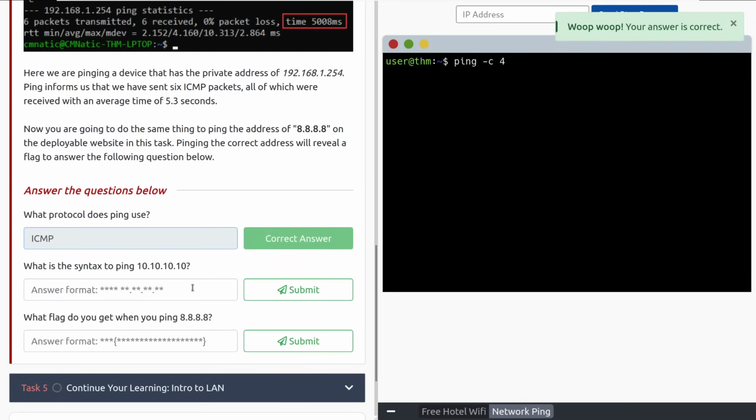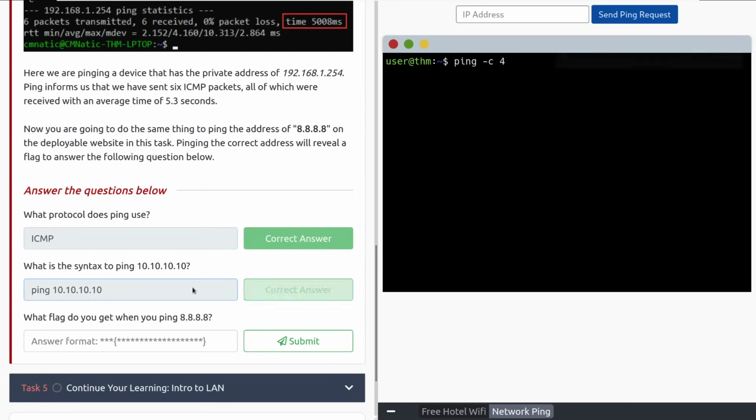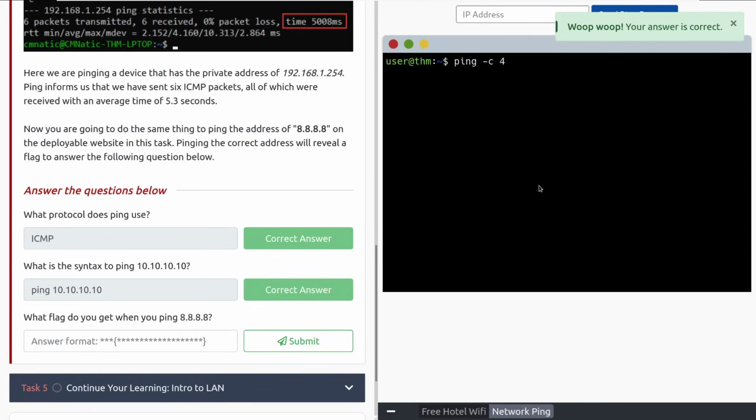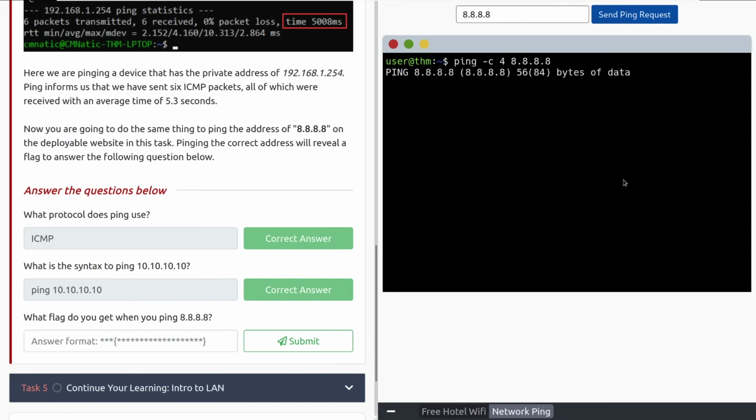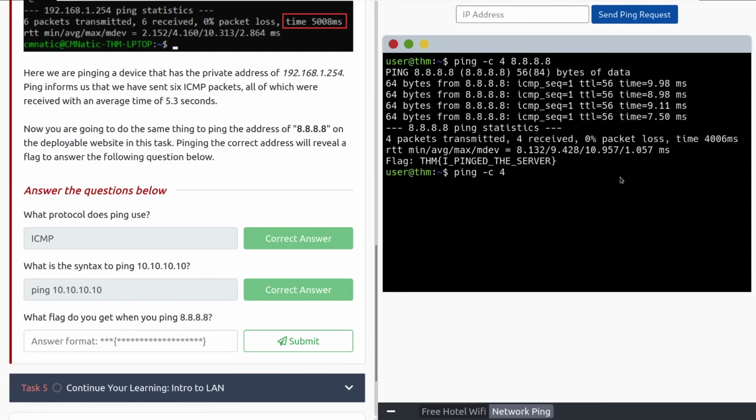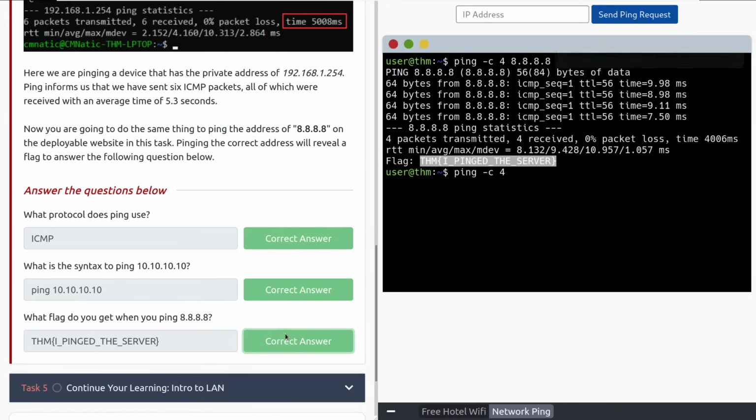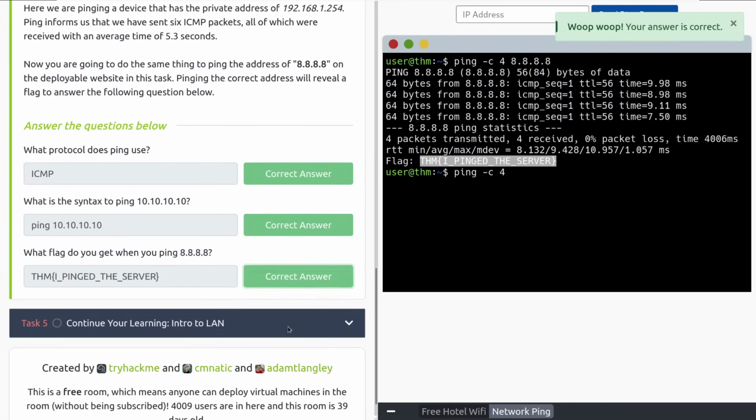What is the syntax to ping all 10s? That will be ping 10.10.10.10. And what flag do you get when you ping quad 8s? Let's see, I guess we just put it up here. And then we'll go ahead and send our ping request. I'll give it just a moment to finish its ping. And there we have our flag. I pinged the server. Let's go ahead and copy that out, and we'll paste it in. And let's move into task 5.